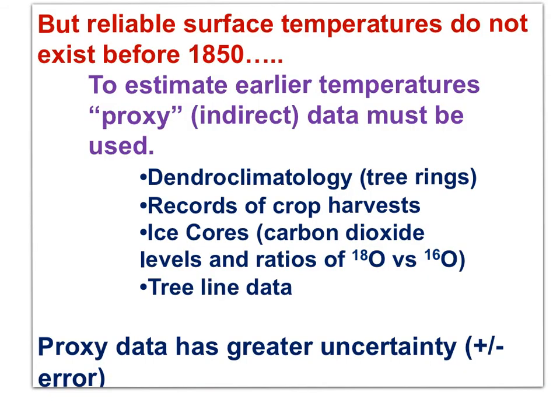So how do we estimate the temperatures of the Earth before 1850, before a time when we had thermometers that we would deem as reliable instruments? What we use is what's called proxy data, indirect data, so that all of our estimates of temperature prior to 1850 would be indirect proxy data. To estimate past temperatures, the following indirect measurements are used.